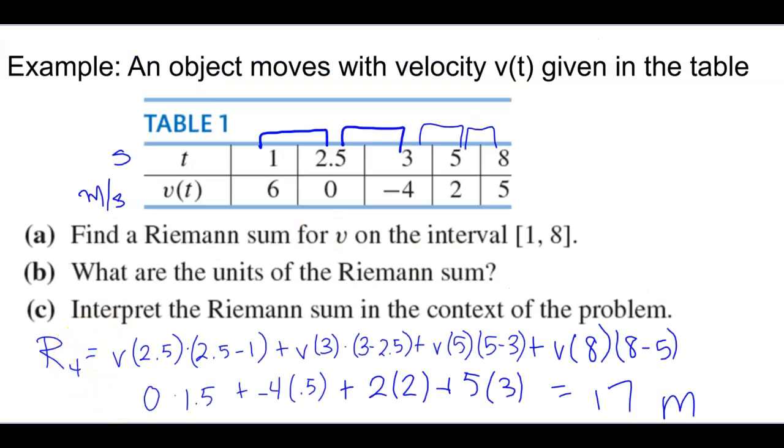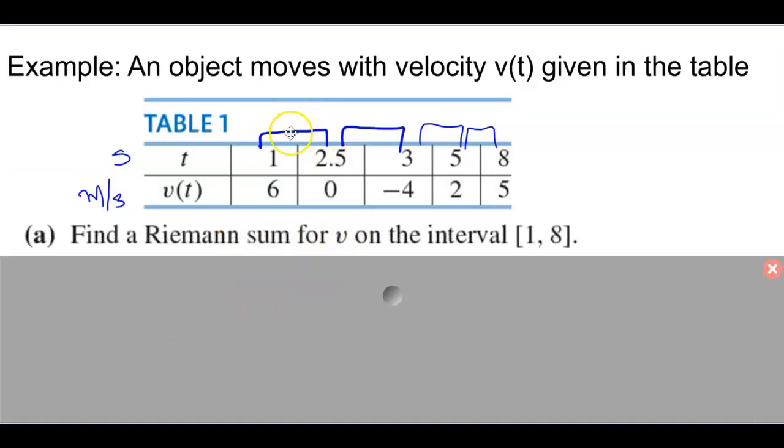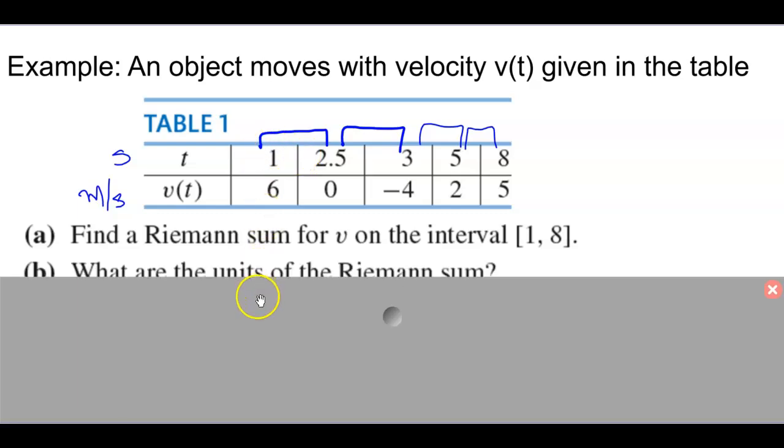All right, let's take a look here. So what can you do? Well, to find the right Riemann sum, you can actually divide this up and think of these as being rectangles. You have 1, 2, 3, 4. Now notice right away, see how the intervals are not the same? The distance from 1 to 2.5 is not the same as the distance from 5 to 8. So the widths of our rectangles are going to change.